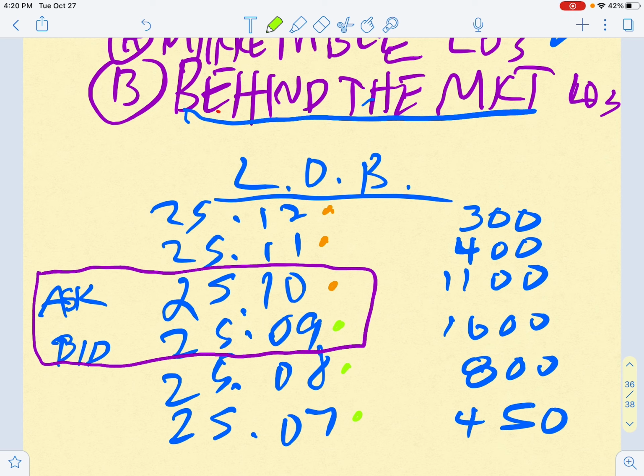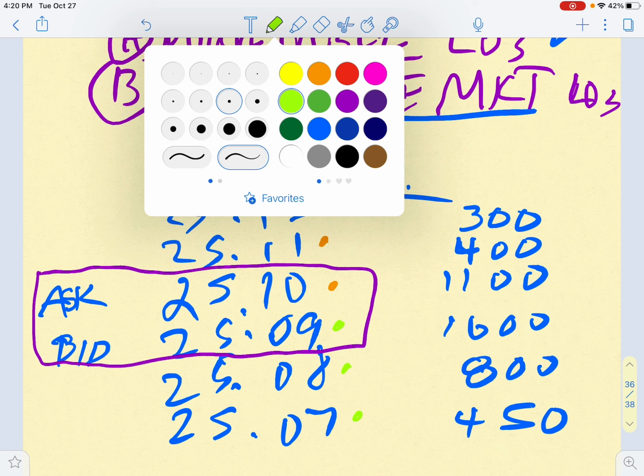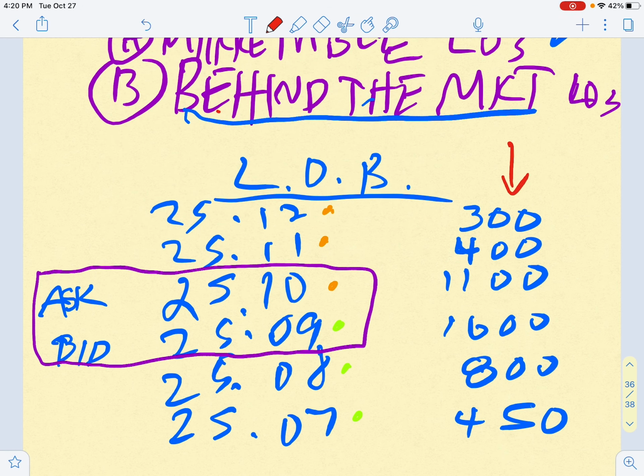And that is our assumed limit order book, and over here we have the sizes at each of these prices. Okay, 300 shares at 25.12. Somebody wants to sell 400 shares at 25.11. By the way, these are specific to these prices.